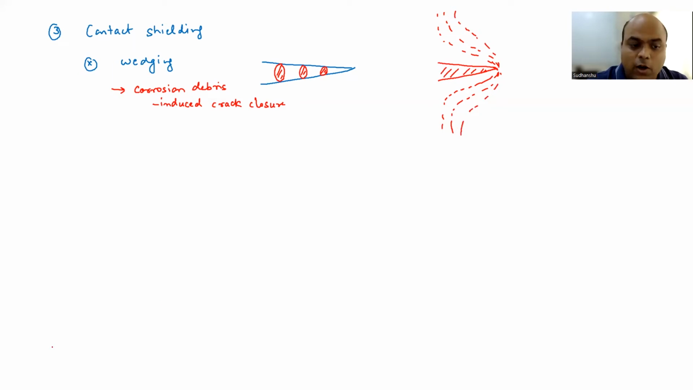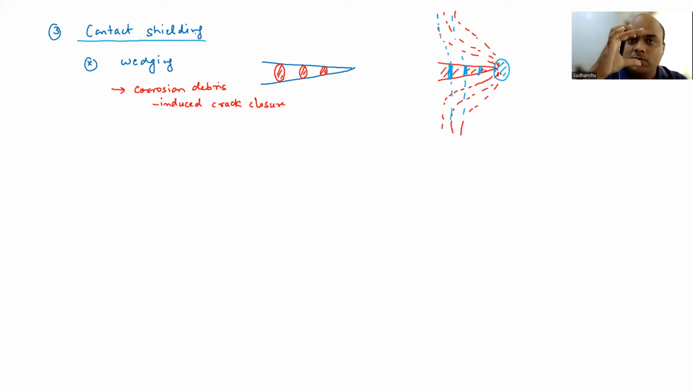We discussed this. Now, if we somehow place some material here, which is solid and can transfer load, right? So it is possible that some of these lines of force will go through like this. And this will lead to a reduction in the total number of lines of force, or stress concentration. Imagine it. So this will reduce the stress concentration in front of the crack tip here, right? And that is the concept of contact shielding.